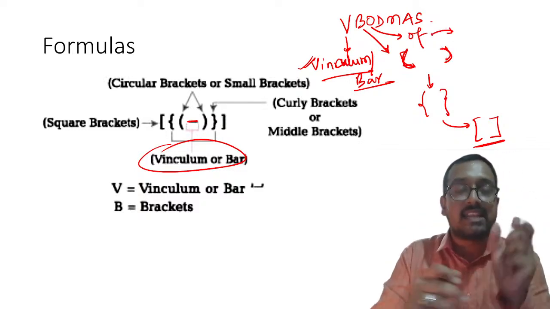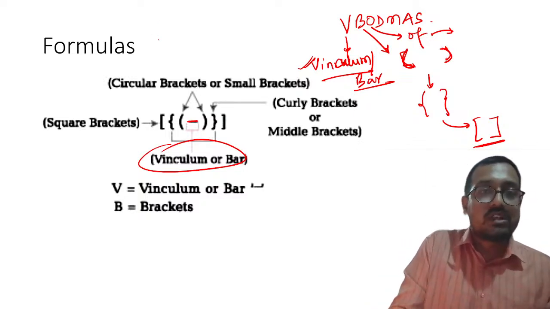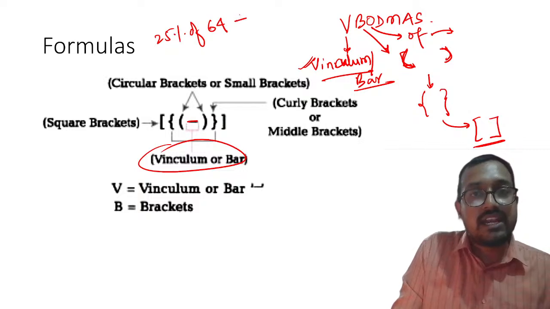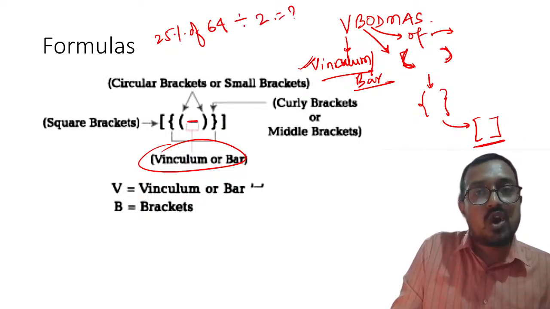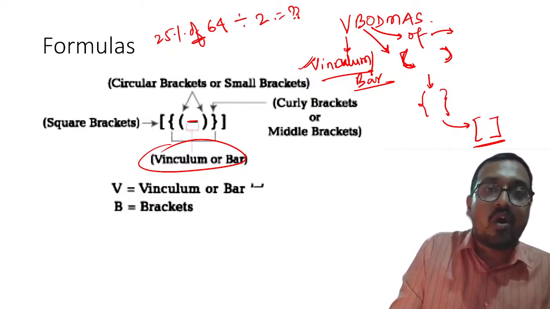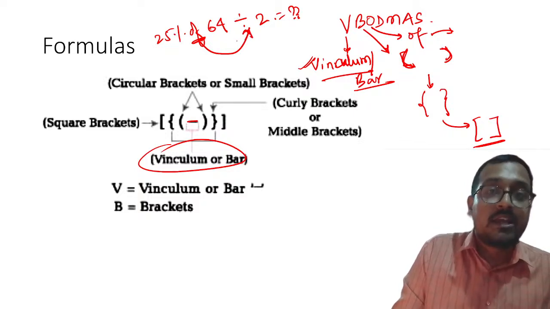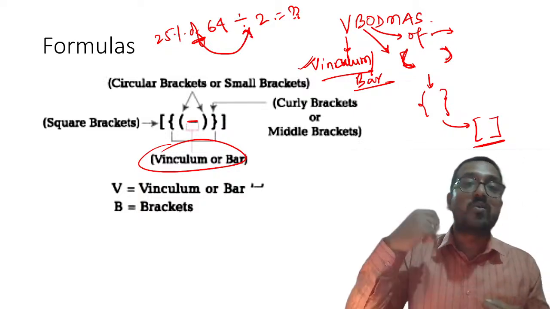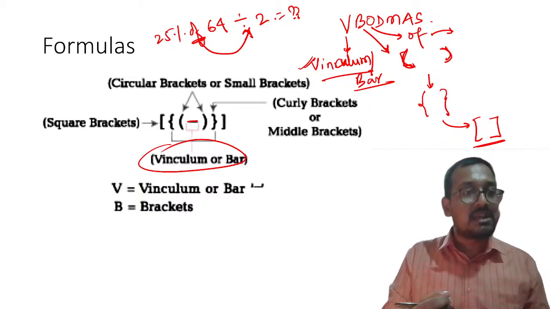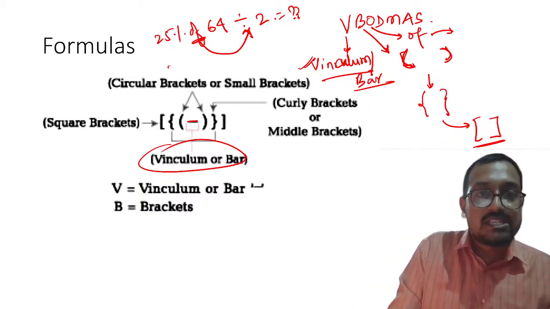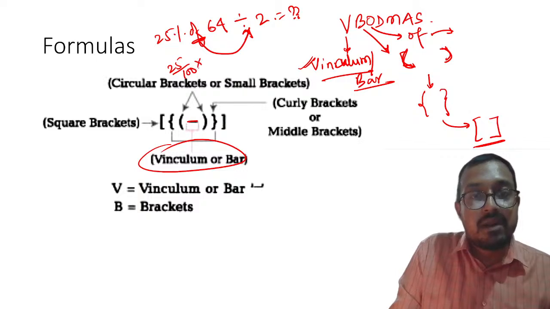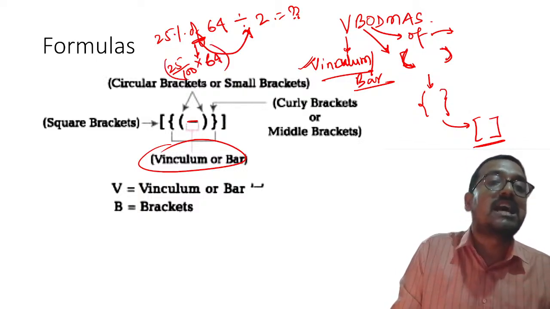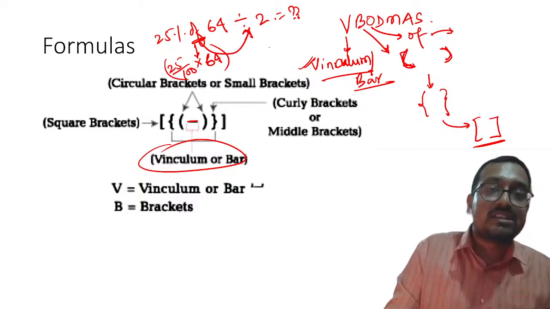That means if there is of, for example, 25% of 64 divided by 2 is equal to how much? My dear students, please remember of will get precedence over divide. But in practice, of is nothing but a kind of multiply. So please remember 25 by 100 multiplied by 64, that will be of, but it will get precedence. That means it will be done before this divide.